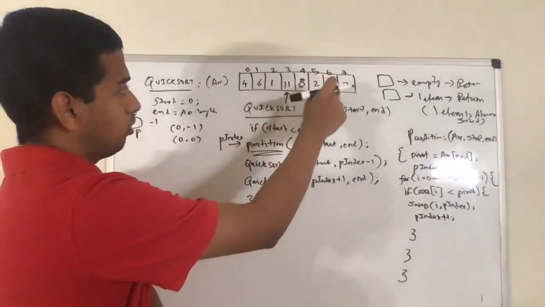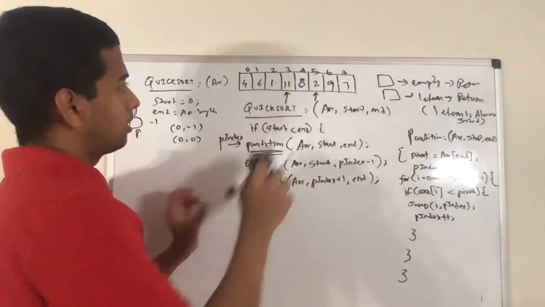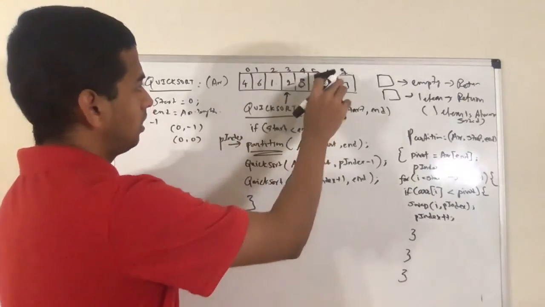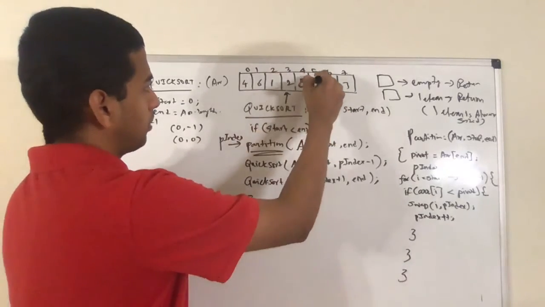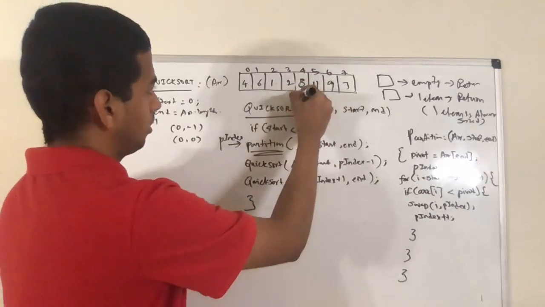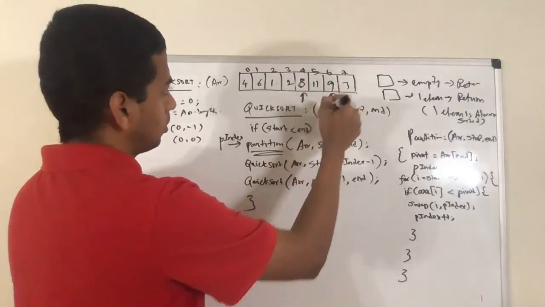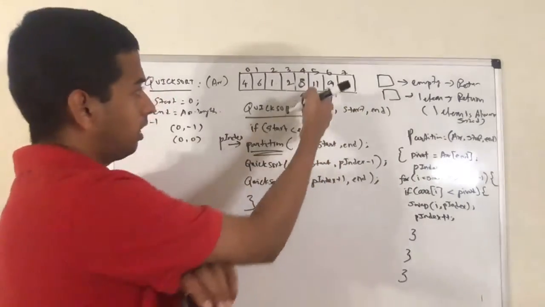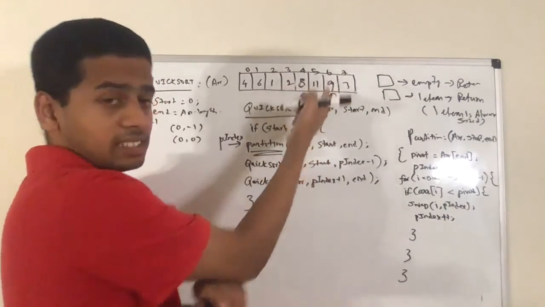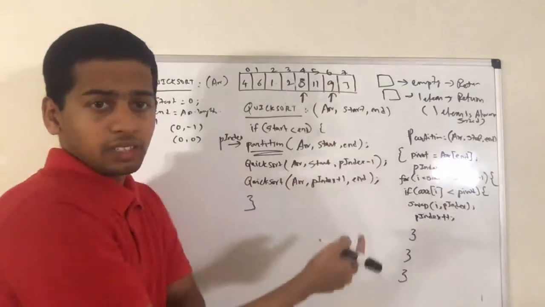So I is 2, it is less than pivot, so I'll swap these two elements. So 2 will come here and 11 will come here. Now I will increment the pivot index because there is a swap, and I will increment the I also. So I is now 9, and pivot index is 8. 9 is greater than 7, so I'll not do anything.